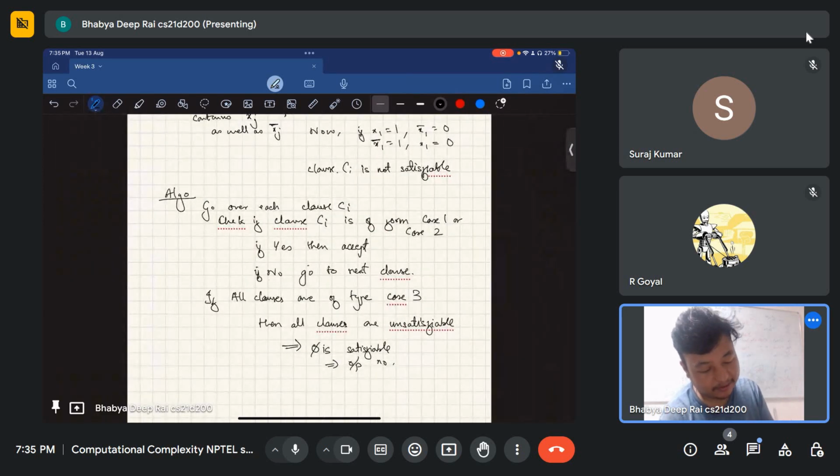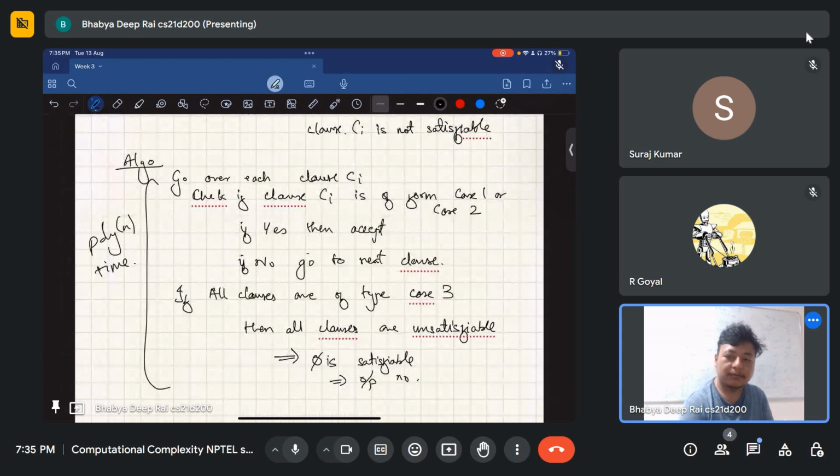Now, I go over each clause. How many clauses are there? Well, the size of the input. And each clause will have at most n many inputs. So this entire algorithm runs in polynomial time. Getting it?